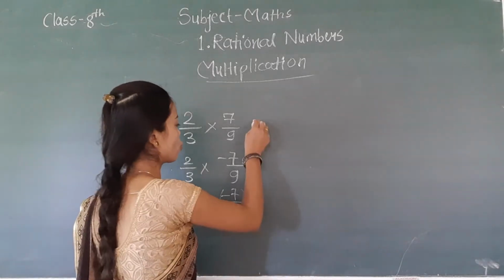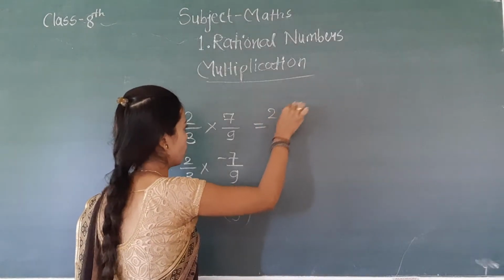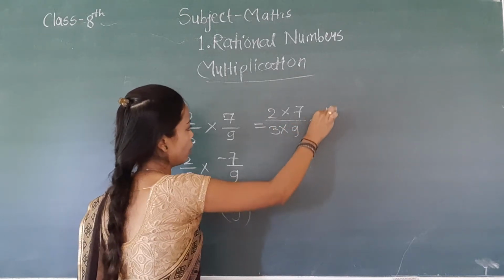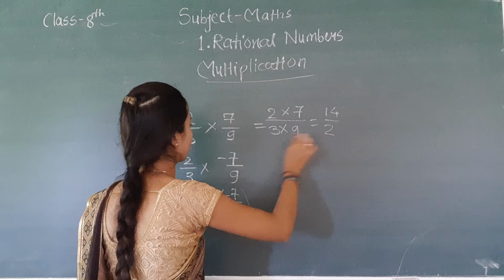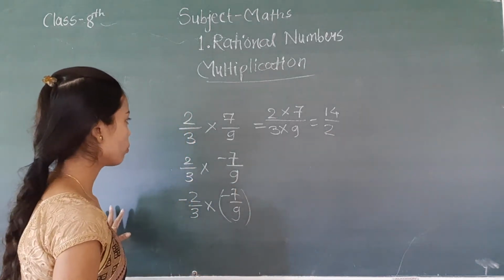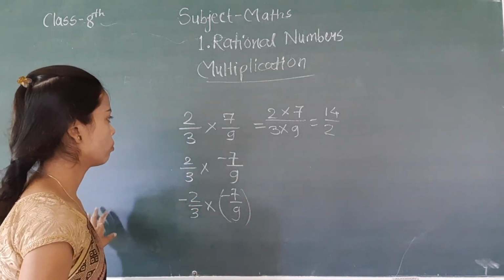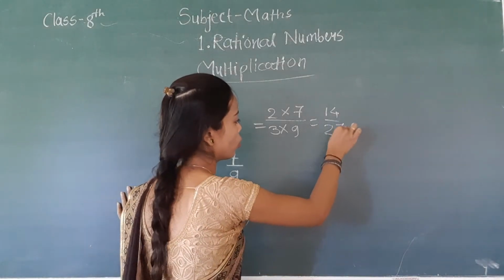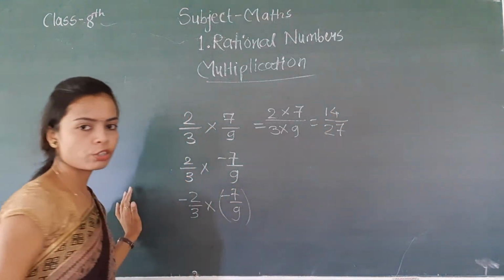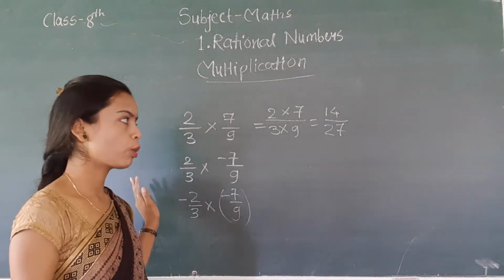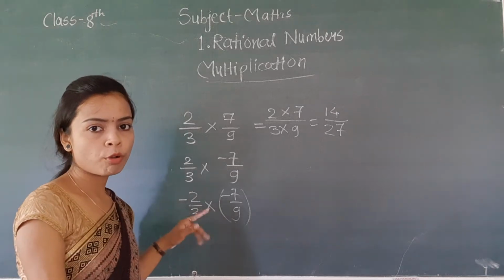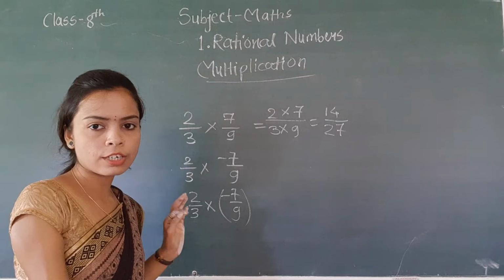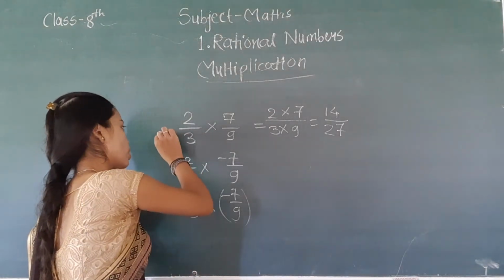In the first case 2 into 7, and in the denominator 3 into 9, that is 14 upon 27. This is your answer, and 14 upon 27 is again a rational number because a rational number is in the form p upon q, in which q must not be 0. So closure property follows in this case.